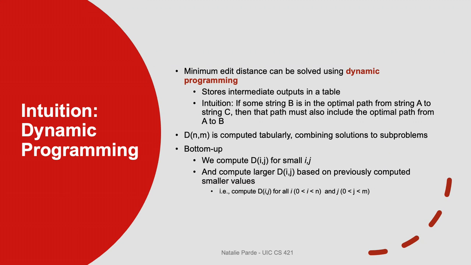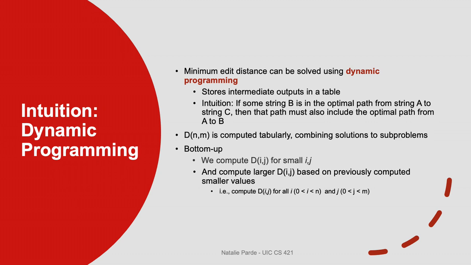We can actually solve for this minimum distance using dynamic programming, which we'll see in a few other contexts in this course too. Dynamic programming is table-based, so you compute values at a given point and then store them in a table to use later. The idea behind this is that if you have some string B and it's in the middle of the optimal path from string A to string C, then that optimal path must also include the optimal path from string A to string B.